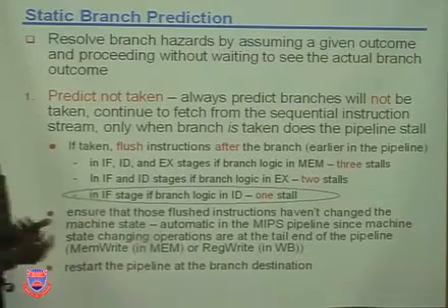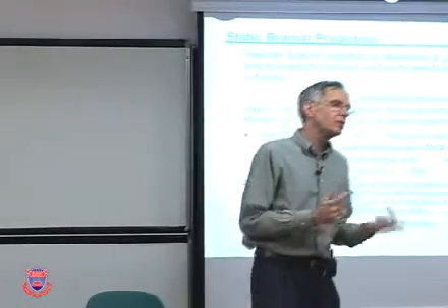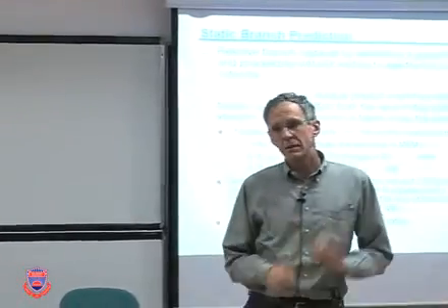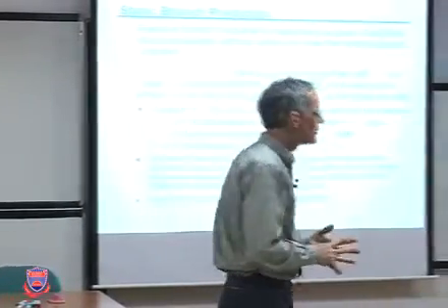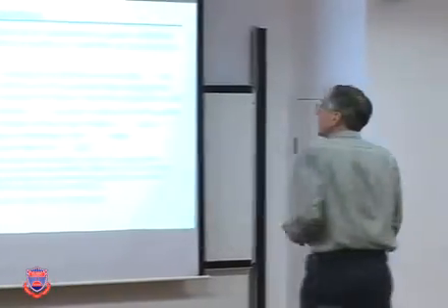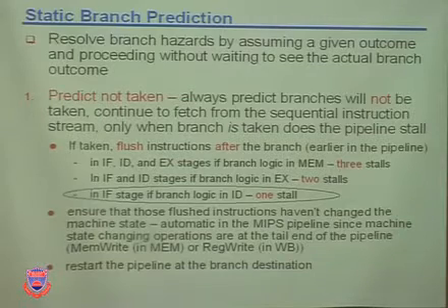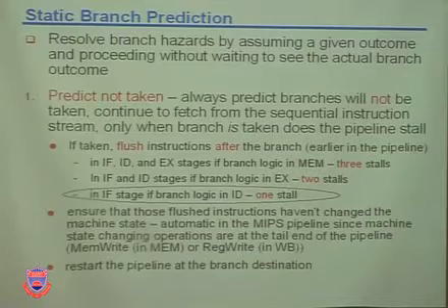Now let's go to another approach called branch prediction. First we'll look at static prediction, then we'll look at dynamic prediction. Static is going to be done in advance, dynamic is going to be done in real time. This resolves the hazards by assuming that we're always going to take a given outcome and proceeding toward that without waiting to see what the actual branch outcome is.